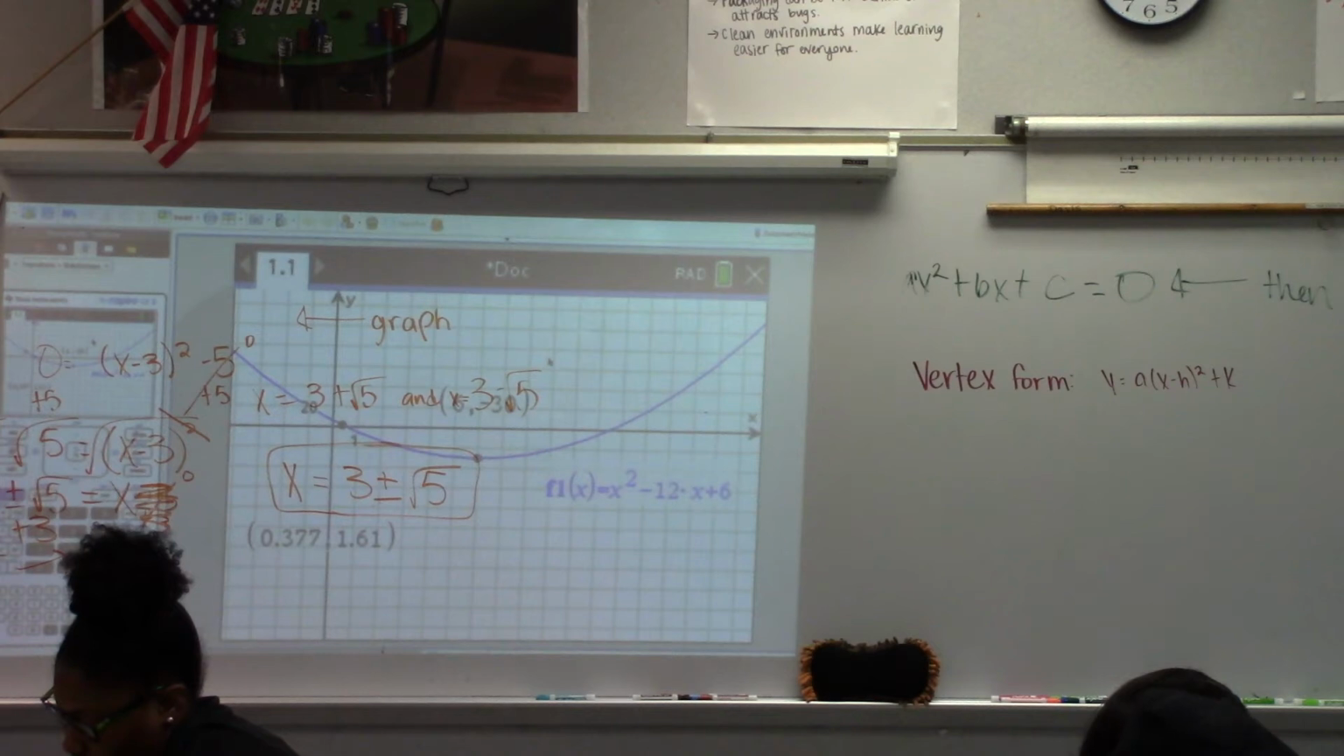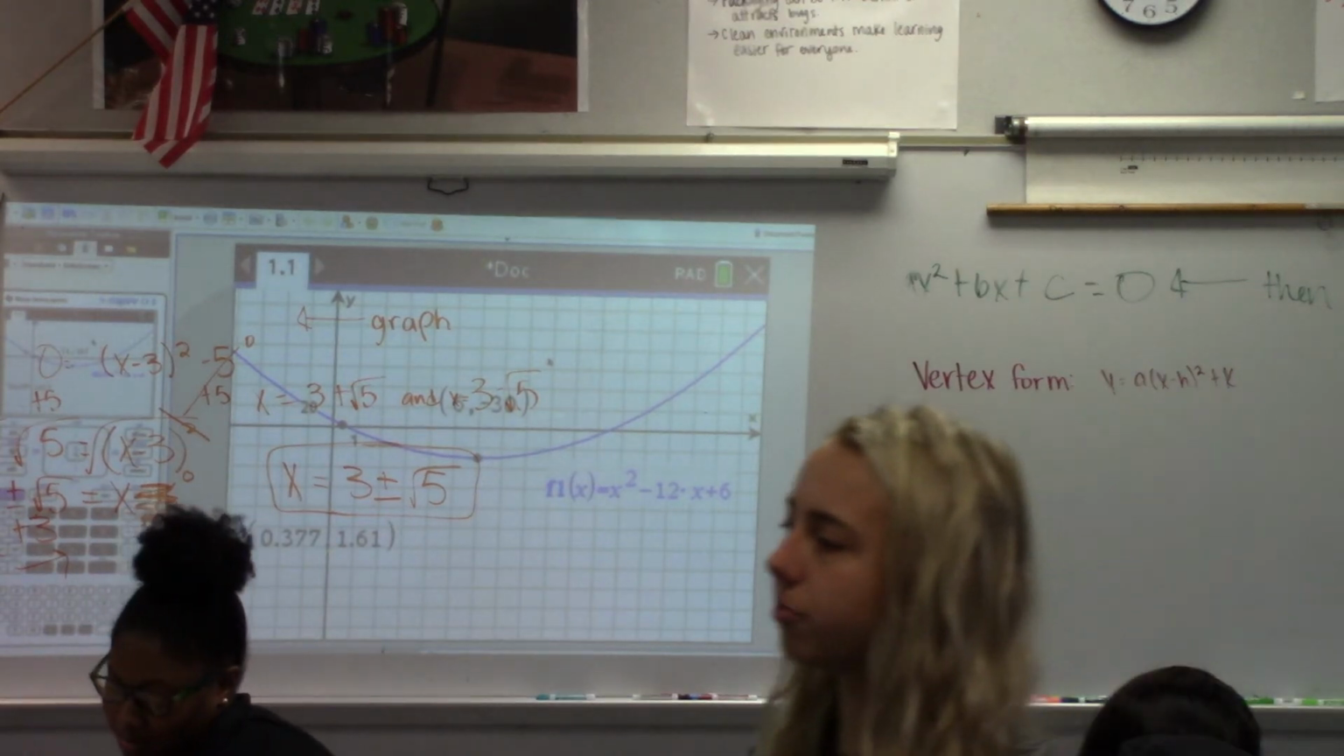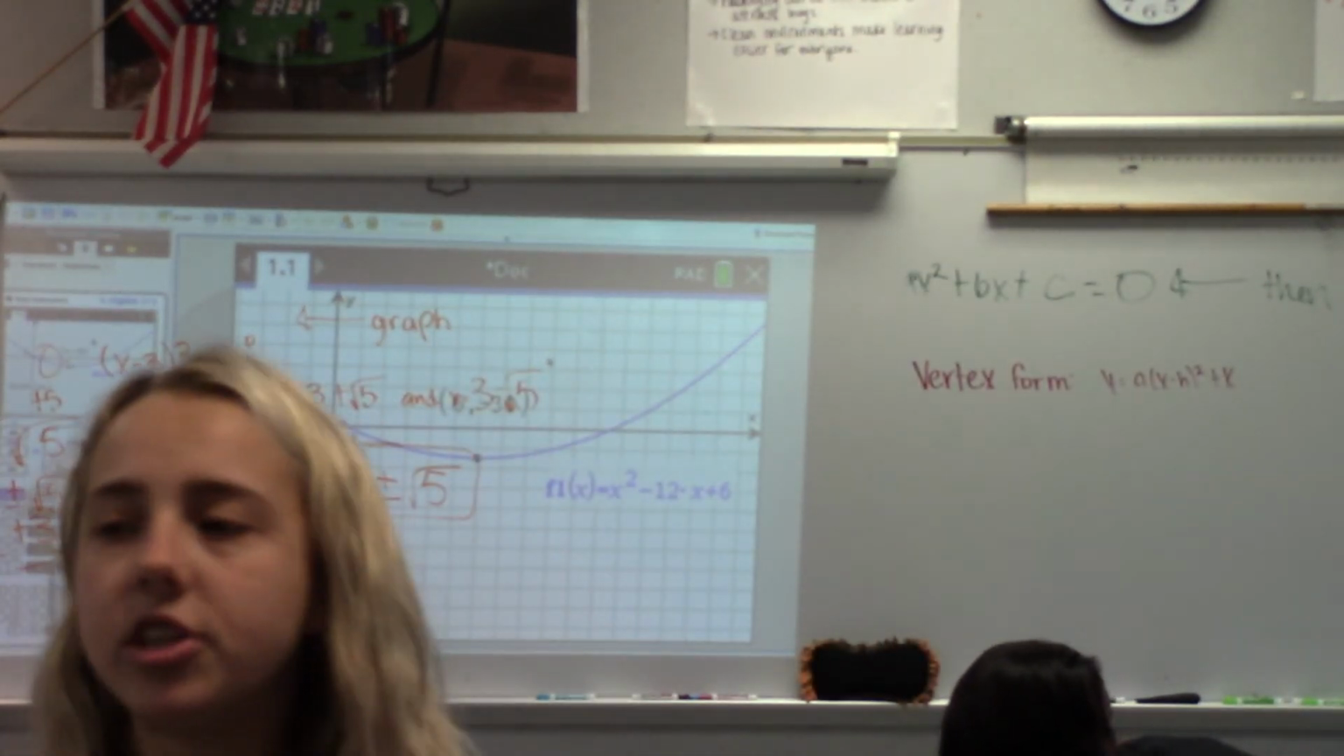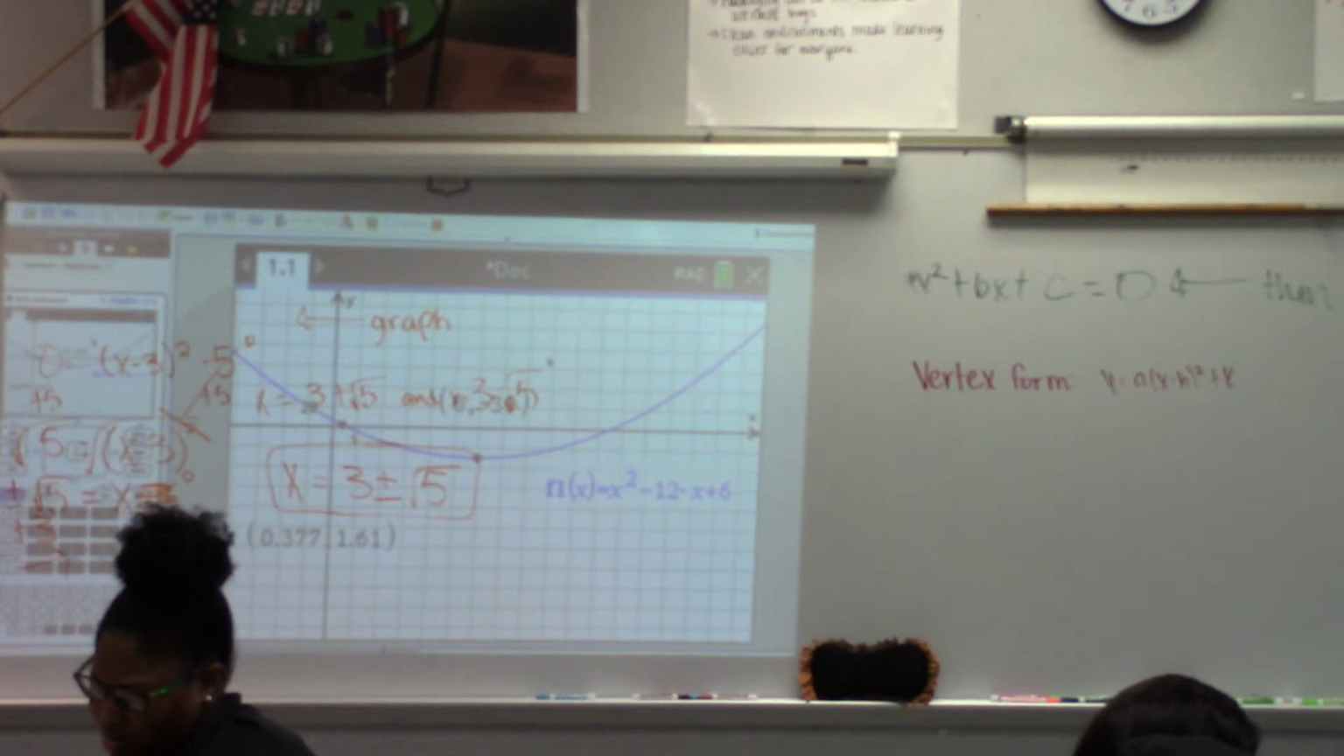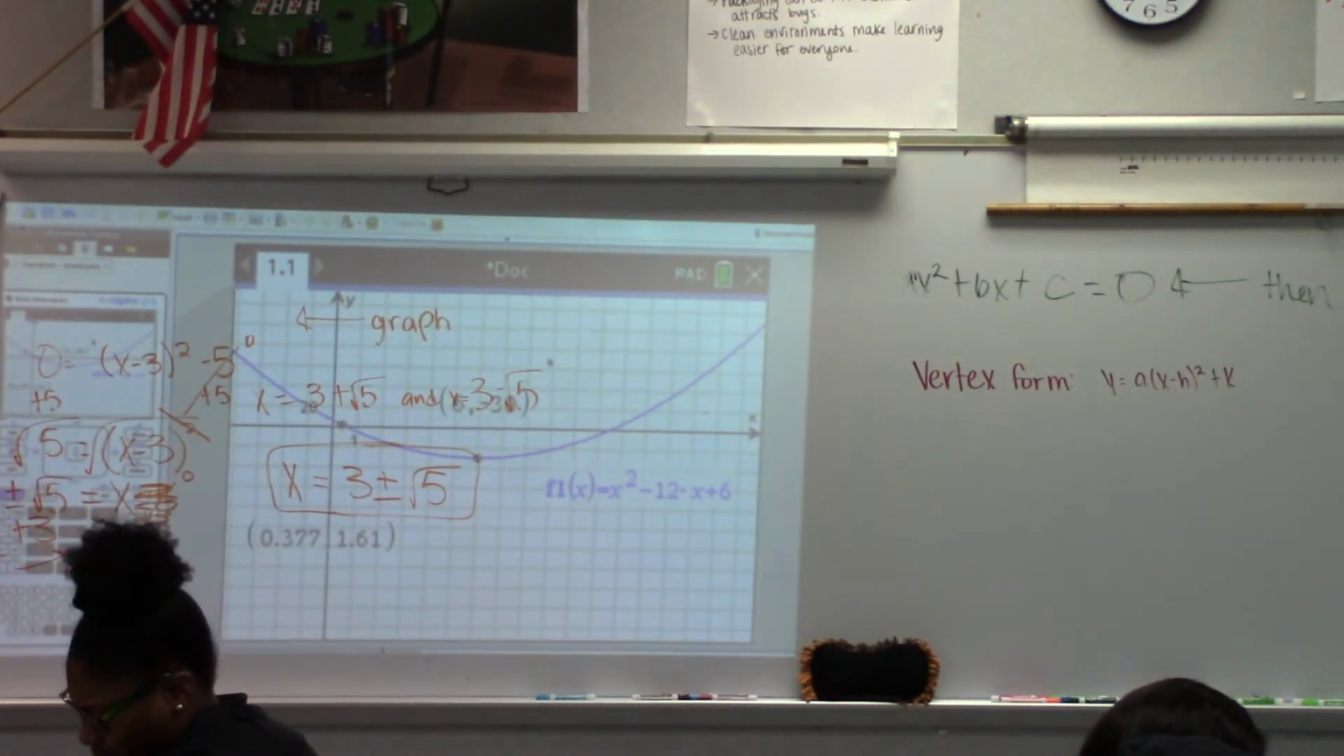You do menu, analyze, and then so this is the minimum of the parabola. We're looking for a minimum. Okay guys, so make sure you're getting to the point where you're finding the vertex and you can rewrite this parabola in its vertex form.